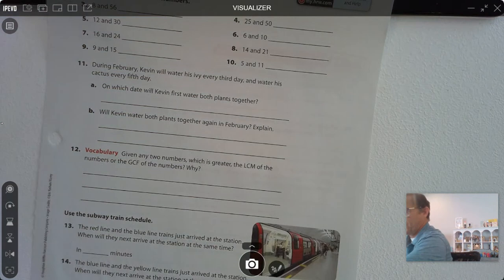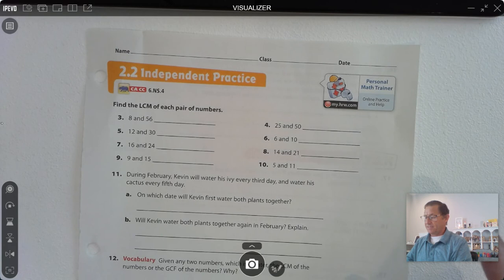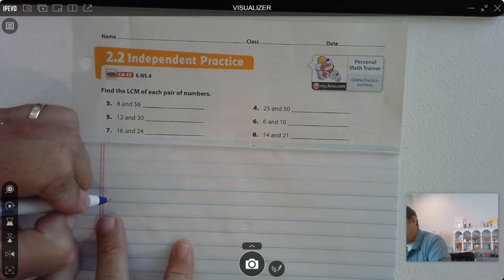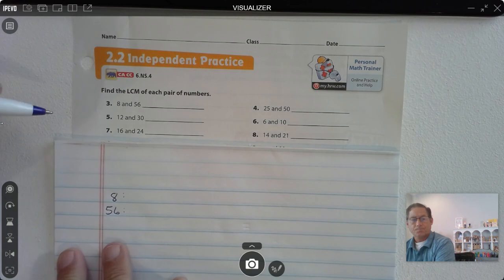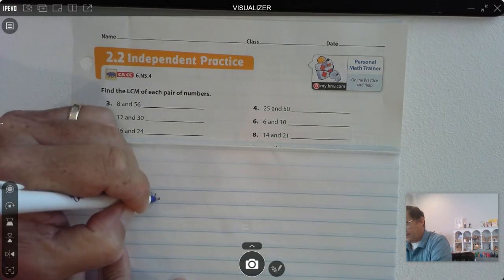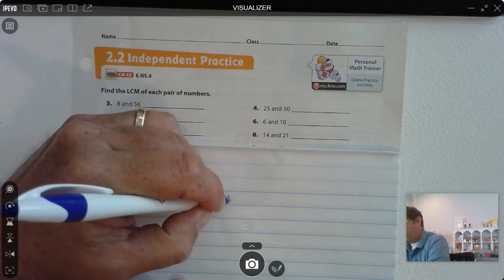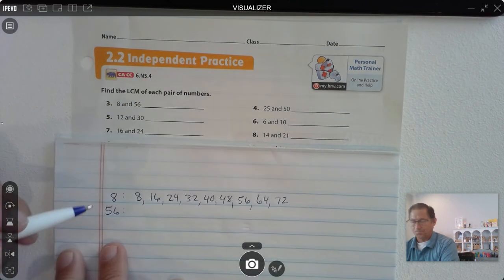All right, let's look at page 39. So we have to find the least common multiple of 8 and 56. You might want to get a piece of scratch paper for this so we can list out the multiples easier. All right, so 8 and 56. So 8, 16, 24, 32, 40, 48, 56, 64, 72.